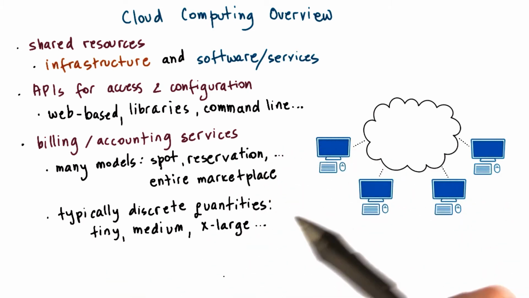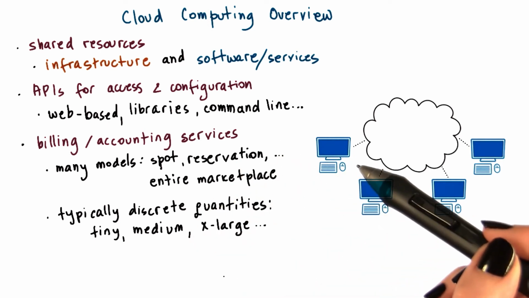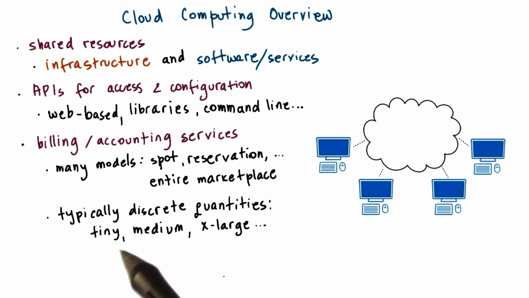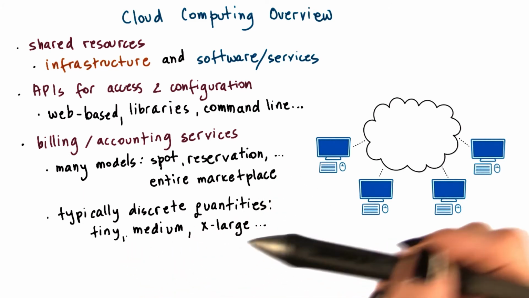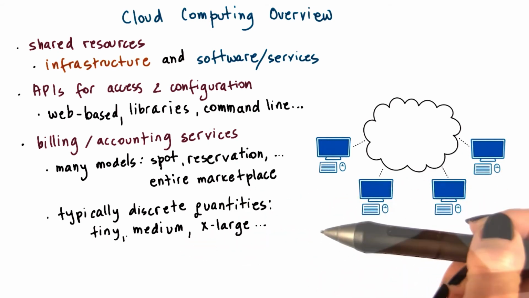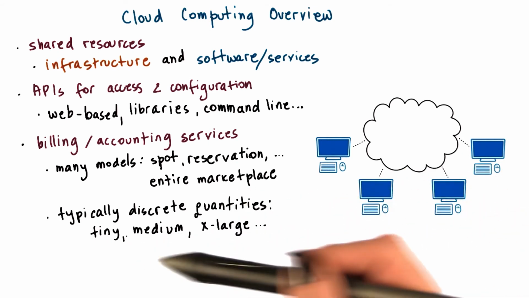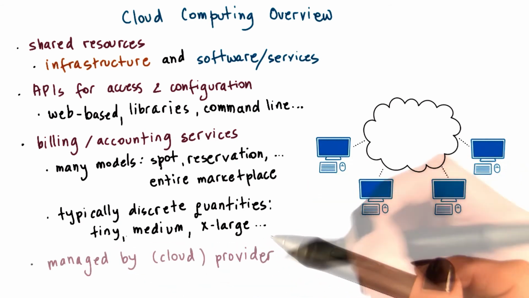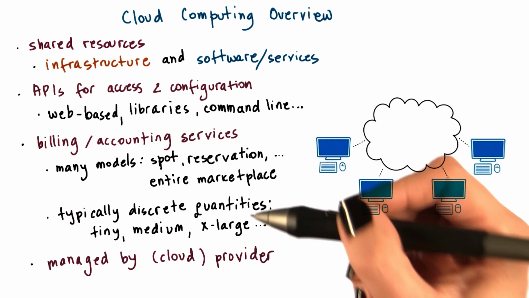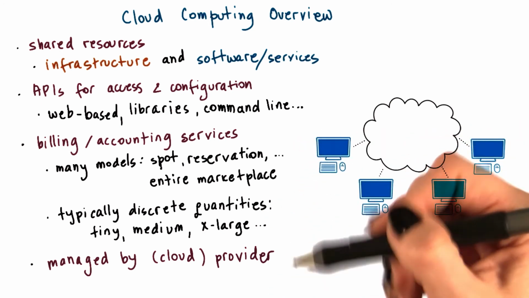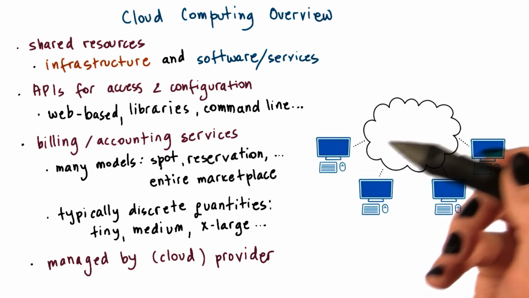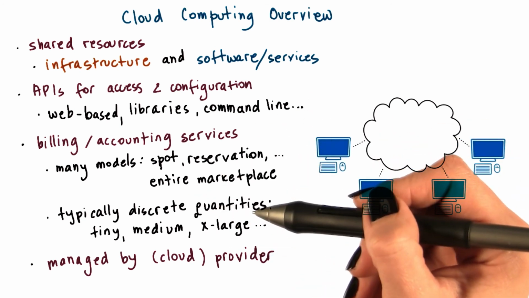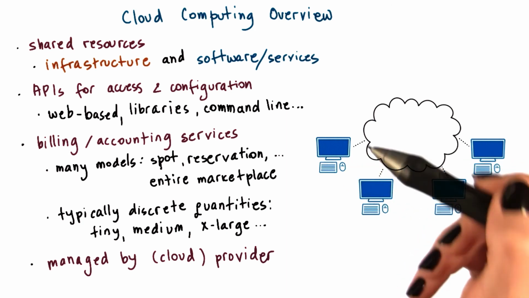And instead, billing is done based on some discrete step function. For instance, compute resources may come in some number of pre-configured alternatives like tiny and medium and large and extra large, and each of these will have a different cost. So then the user picks which one of these matches their needs and then pays the corresponding rate when using the VM. And all of this finally is managed by the cloud provider via some sophisticated software stack. Common software stacks that are used in this space include the open source OpenStack and also VMware's vSphere software stack.